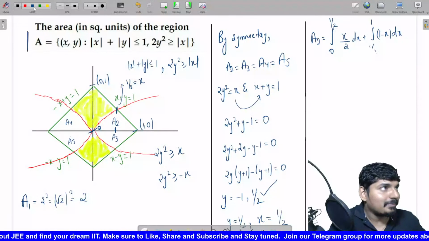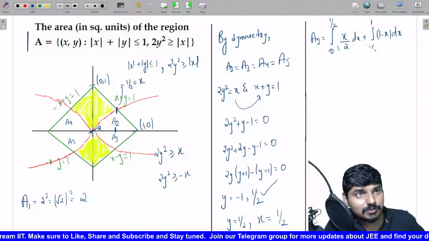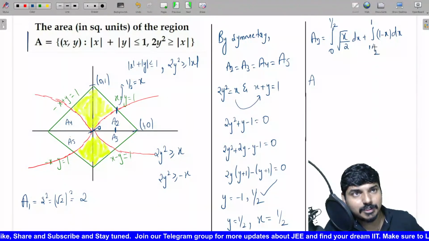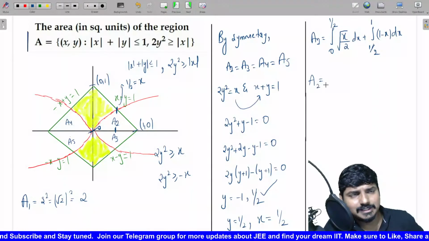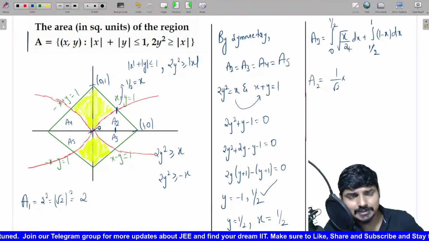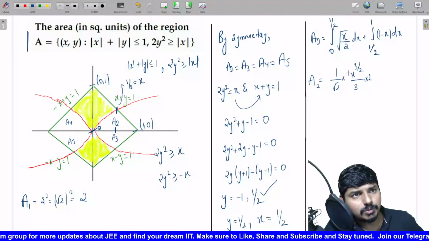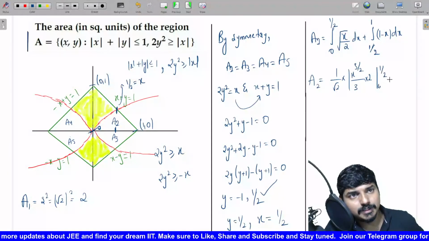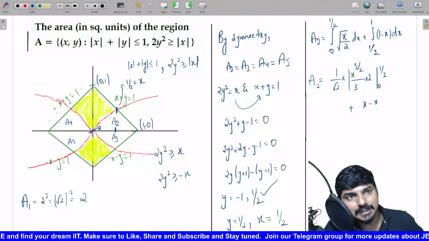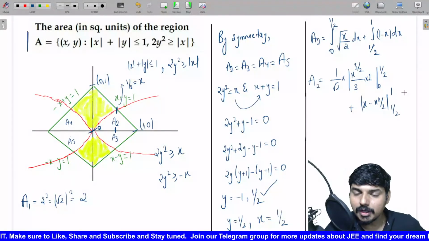Look here, what is the curve? x by 2, right? It's going to be under root of x by 2. Okay, I think this is fine now. So 1 by 2 to 1. Anyway, I'll get the right answer. A2 is going to be 1 by root 2. The integration of square root of x is x raised to 3 by 2 divided by 3 into 2. You apply the limit between 0 to 1 by 2. And plus, this is going to be the integration of x minus x square by 2 from 1 by 2 to 1. This is what you are going to get, everyone.